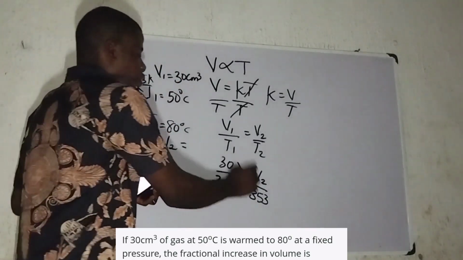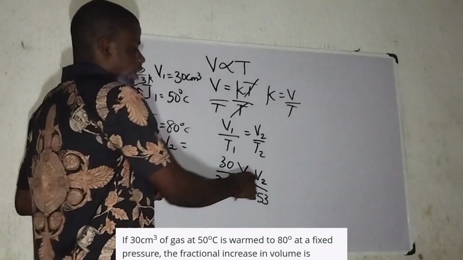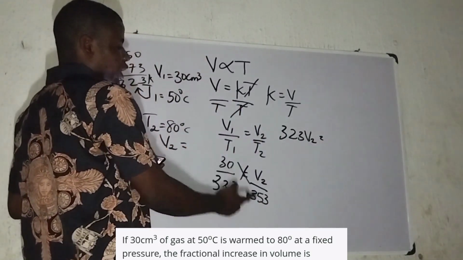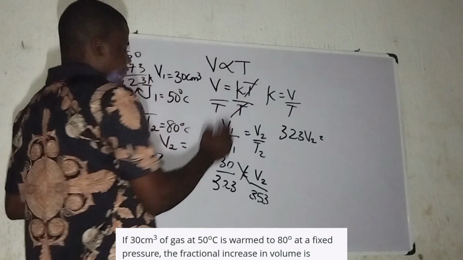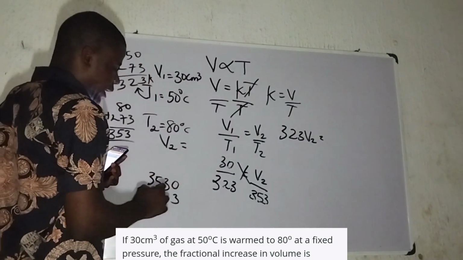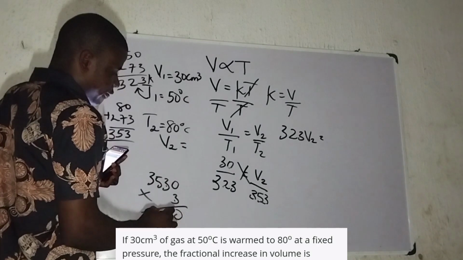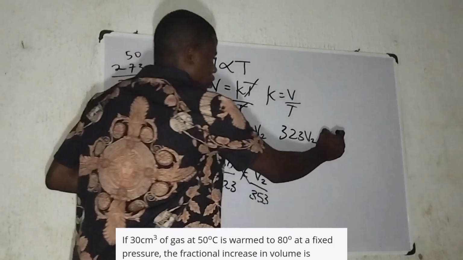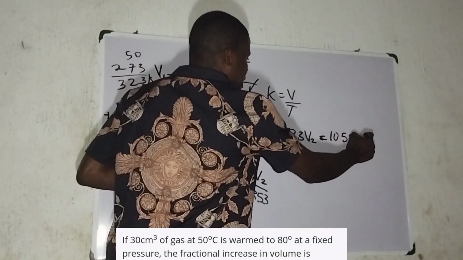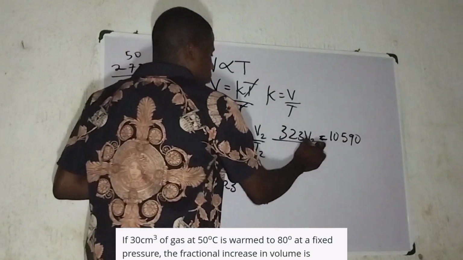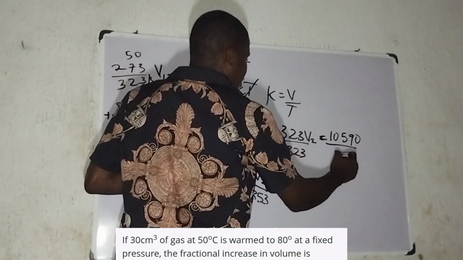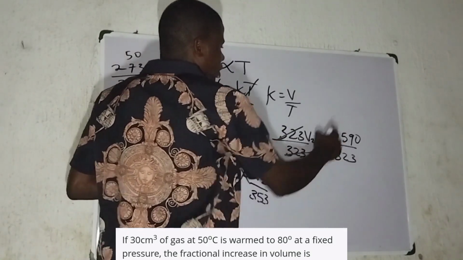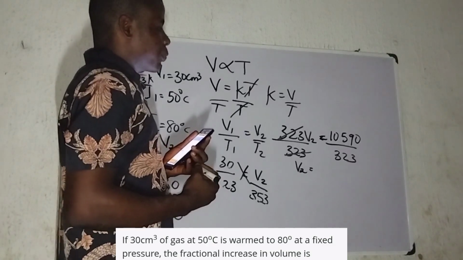So what do we do here? We cross multiply. 323 times V2 is 323 V2, equals 30 times 353, which is 10,590. So what do I do here? I'll divide both sides by 323. 323 over 323 cancels, so I have V2 equals 10,590 divided by 323.